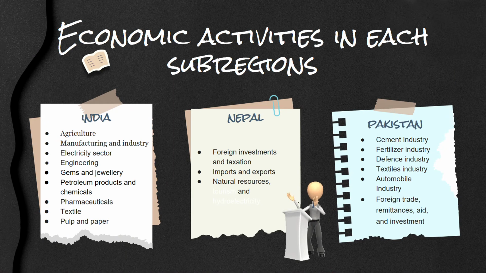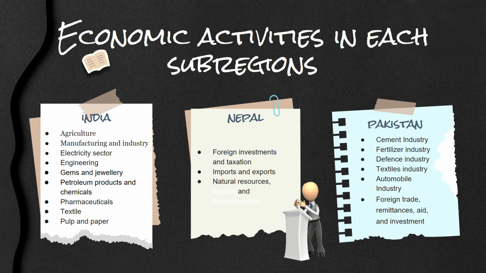We move to the next country, which is India. The economy of India is characterized as a middle-income developing market economy. It is the world's sixth largest economy by nominal GDP and the third largest by purchasing power parity. India has many economic activities such as agriculture, manufacturing and industry, electricity sector, engineering, gems and jewelry, petroleum products and chemicals, pharmaceuticals, textile, pulp and paper.